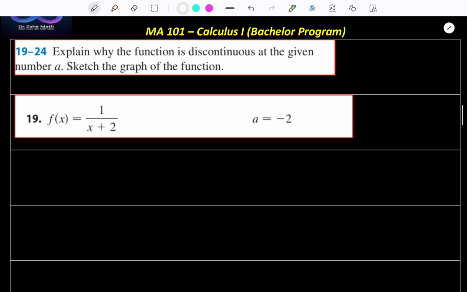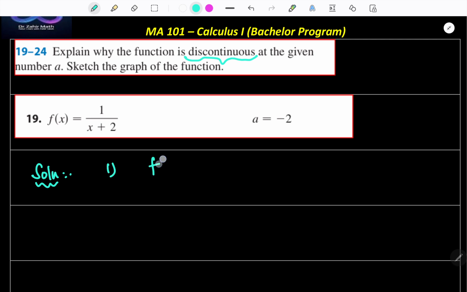Now the next question. Explain why the function is discontinuous. It means any one of these conditions is not satisfied, correct? If the first condition is not satisfied, you can stop. Suppose the first condition you got the answer and the second condition is not satisfied, again it is discontinuous. Okay, clear everybody? So let's go to the solution.